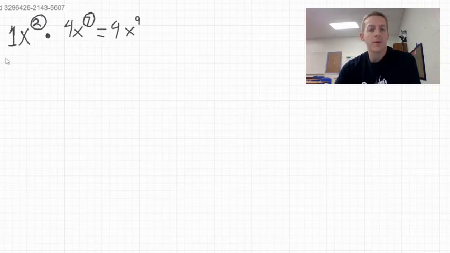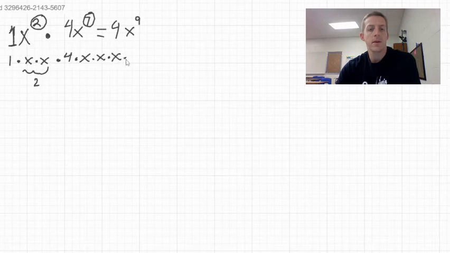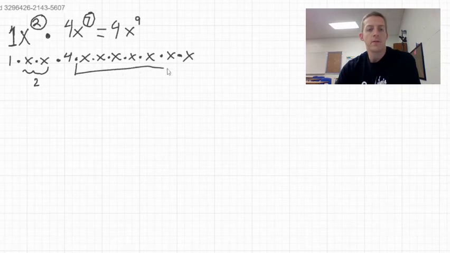Because what's happening is that we're essentially saying 1 times x, that's our 2 x's, that's our square, times 4 times 1, 2, 3, 4, 5, 6, 7. So that's going to be our 7 x's. They're still all multiplying together, so instead of just writing it out like that, we can just do them all together. 1, 2, 3, 4, 5, 6, 7, 8, 9.